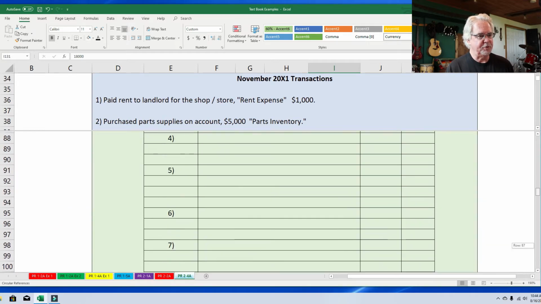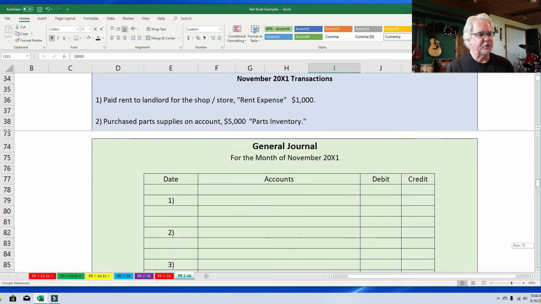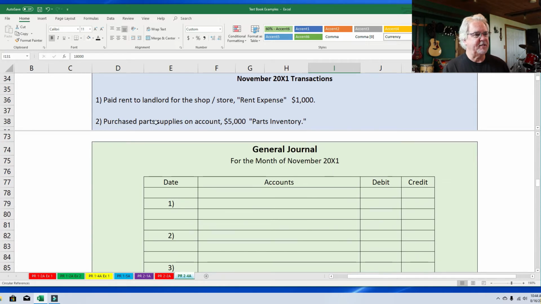We will go up to the general journal. So what we're going to do is we're going to take these transactions and put them into the general journal. Now the general journal is like the gateway. It's the entry point into the accounting system. It's kind of the first stop for all the accounting information.